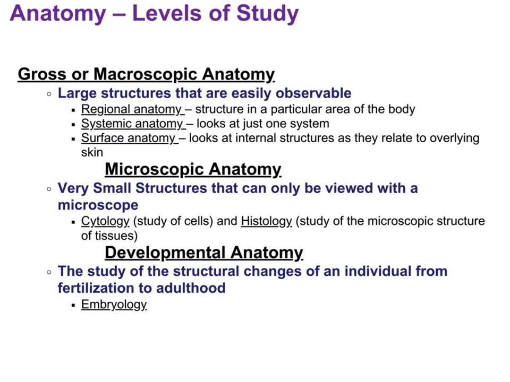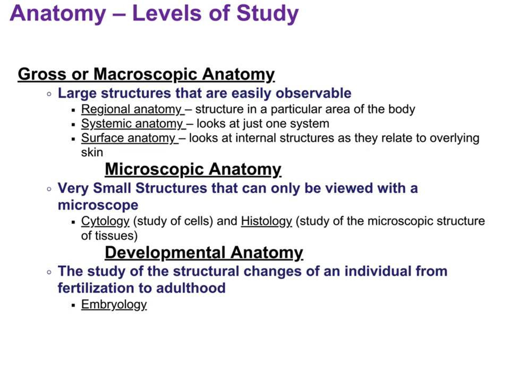Let's take a closer look at anatomy. There's gross or macroscopic anatomy, where you have large structures that are easily observable, meaning you don't need a microscope. Regional anatomy is looking at a structure in a particular area of the body, like the thoracic cavity, where you have the lungs and the heart.